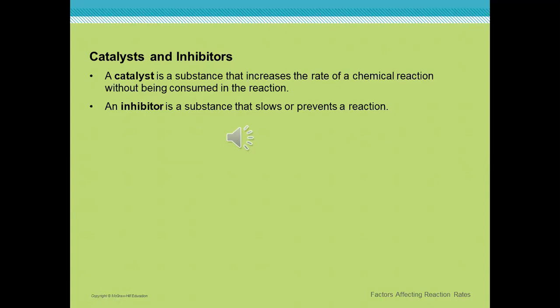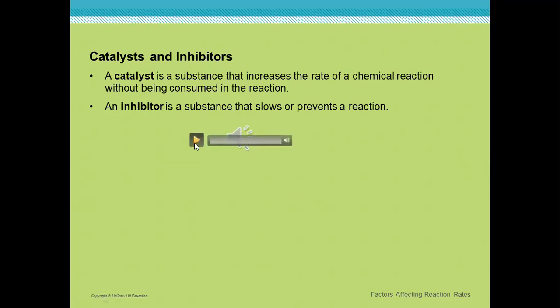Any problem till now? Nope. It's okay. An inhibitor is a substance that slows or prevents a reaction. This is the difference between catalyst and inhibitor. Inhibitor means what? A substance that slows or prevents a reaction. But the catalyst increases the rate of chemical reaction without being changed.